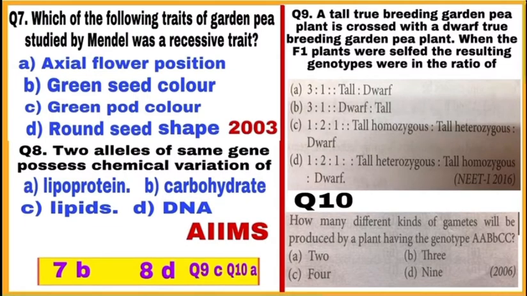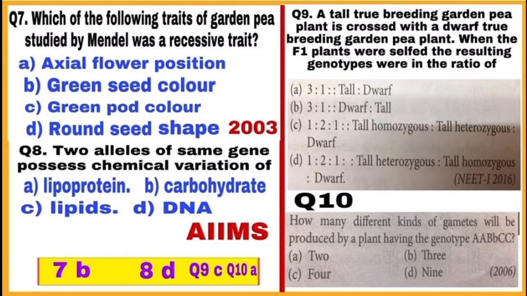Question 8. 2 alleles of same gene possess chemical variation of. The two alleles of the same gene differ in their DNA. So 2 alleles of same gene possess chemical variation of DNA. So mark D as a correct option of given question.